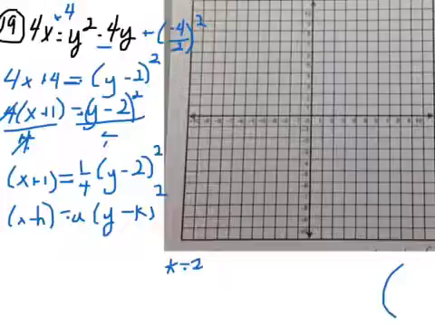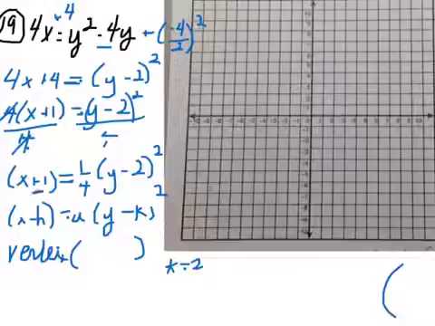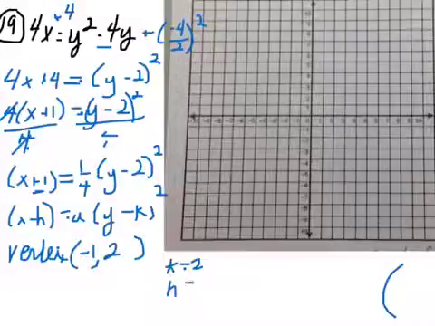Okay. So now we know that if you look at it, our vertex is HK, right? Well, what is H? It looks like a positive 1, so it's really a negative 1 because it's the opposite of what it looks like. And the K is 2. So H is negative 1, K is 2.